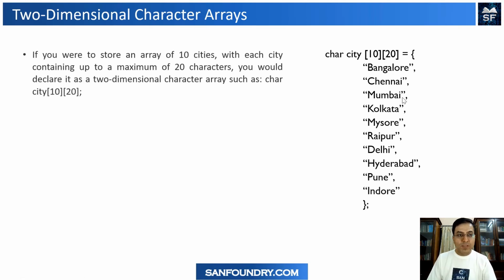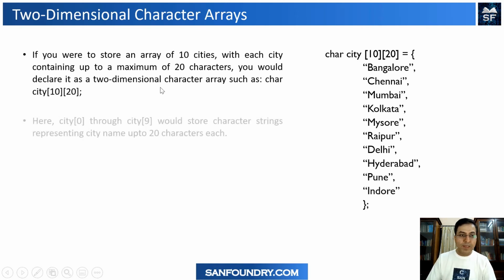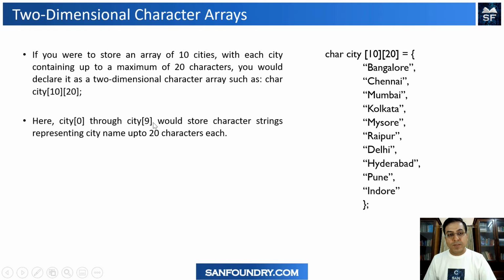So when you look into this definition, we are talking about the same thing here, a two-dimensional array. Okay, just as a word of caution, again, there are 10 cities. The index will start from 0 and the index will go to 9. Okay, it would store character strings representing city names up to 20 characters each.